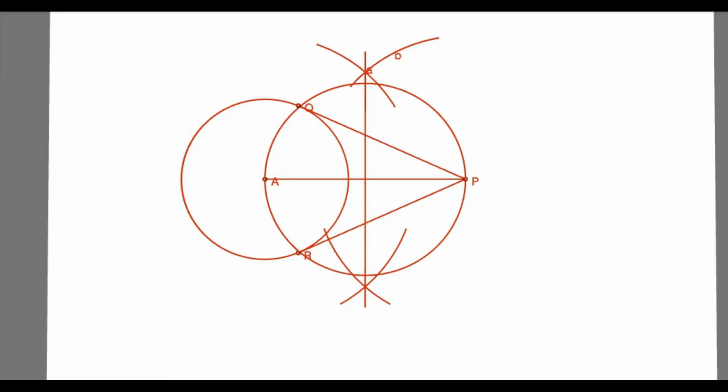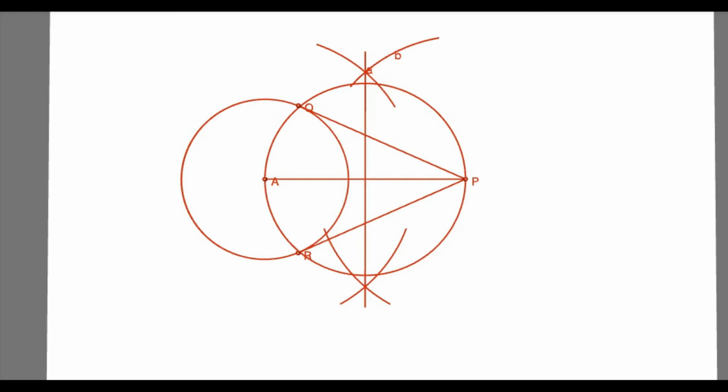AQP is the angle in the semicircle, right? AQP is the angle in the semicircle, that is 90 degree. That also we can say is the angle between the tangent and the radius. Tangent is perpendicular to the radius through the point of contact.